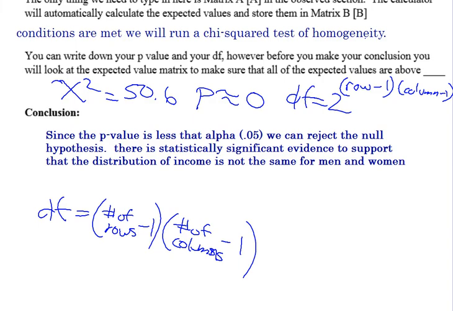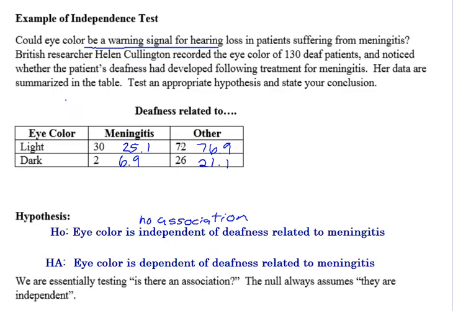Okay, so moving on to test of independence. Test of independence is basically the exact same thing. The only difference is what we're asking. For this one, it says, could eye color be a warning signal for hearing loss in patients suffering from meningitis? So for this, we're essentially asking, is there an association here? Before we were testing, are the distributions the same? Now we're testing, is there an association?